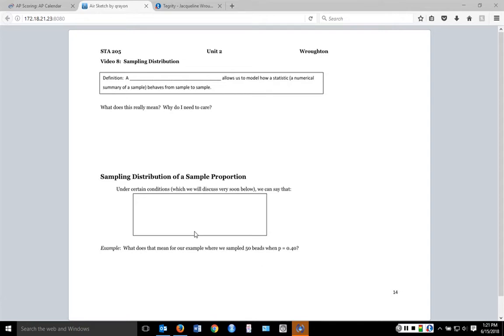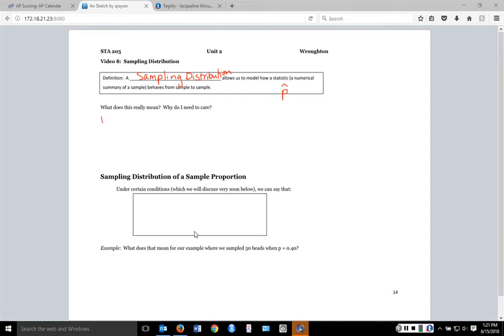So now in this video, we're going to formalize what we saw in that applet and begin to apply it to some problems. So let's first talk through this definition of a sampling distribution. So a sampling distribution allows us to model how a statistic behaves from sample to sample. So in our example that we did in the applet, our statistic that we calculated each time was p hat. That was our sample proportion each time that we did it. Now, what does that really actually mean, and why should you care? Let's go through this a little bit more specifically as well.